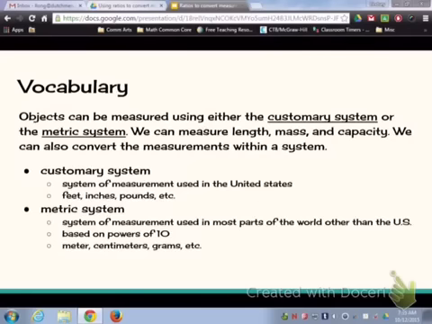The customary system is the system of measurement we use in the United States. It includes feet, inches, pounds, and measurements like that. The metric system is a system of measurement used in most other parts of the world, other than the U.S. These are based on powers of 10, so 100 and tens and thousands. This consists of meters, centimeters, grams, liters, and other measurements like that.